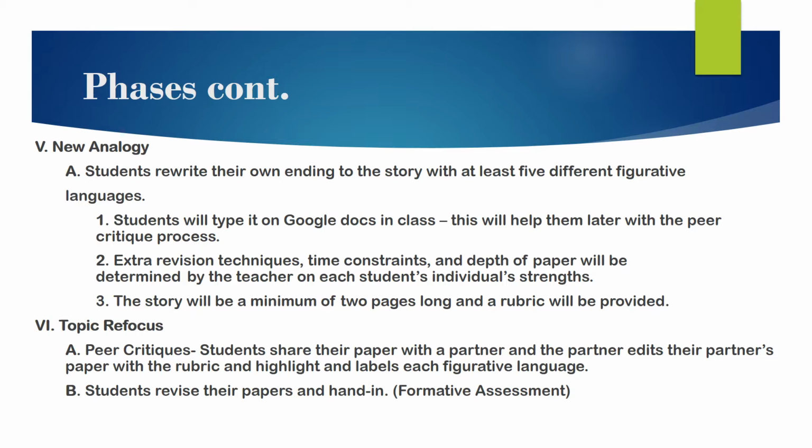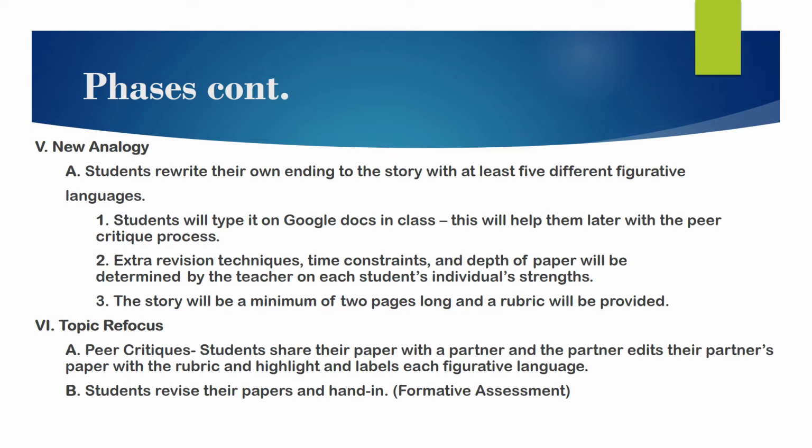The fifth step, the new analogy: students rewrite their own ending to the story with at least 5 different figurative languages. Students will type it on Google Docs in class, like I said before, and this will help them later with the peer critique process. I will also be using extra revision techniques. Time constraints and depth of paper will be determined by the teacher based on each student's individual strengths.